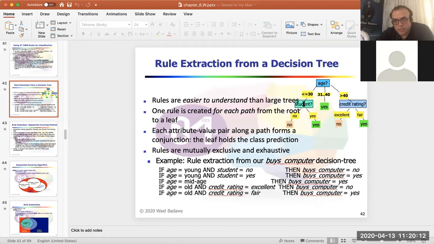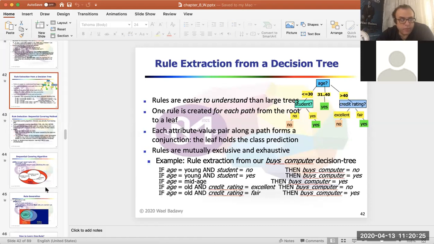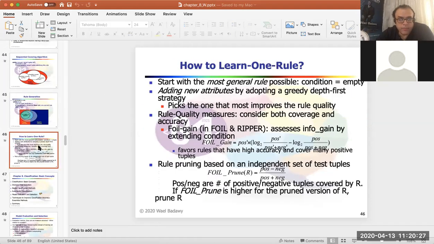When I finish this branch with the two rules, I will go to the second one, which will be age 31 to 40, and it will be yes. The last one will be greater than 40, then credit rating excellent or fair. So I will go this way, and I can start the rule based on a greedy algorithm, and I will go depth first.